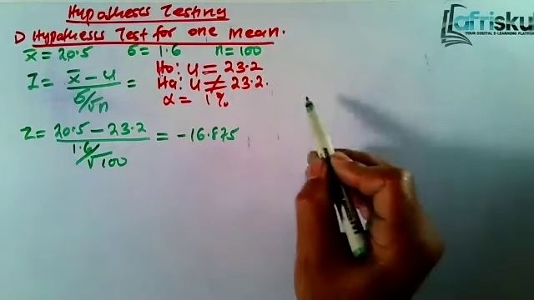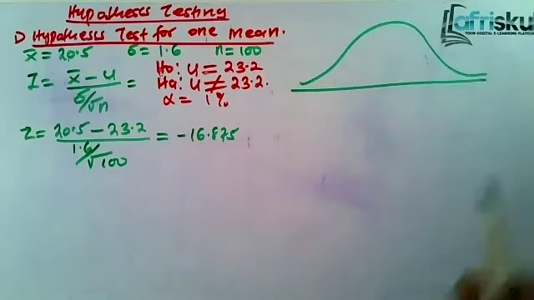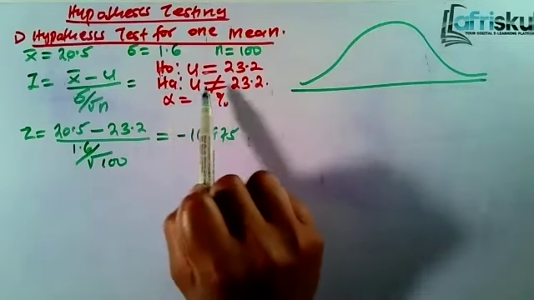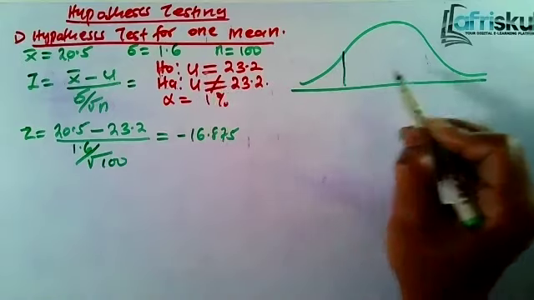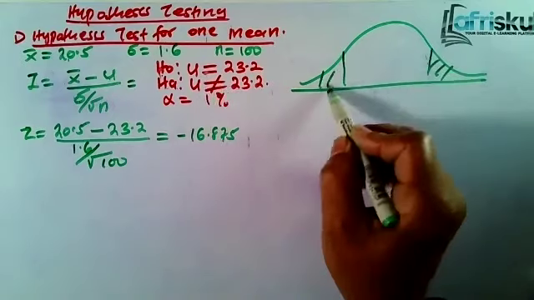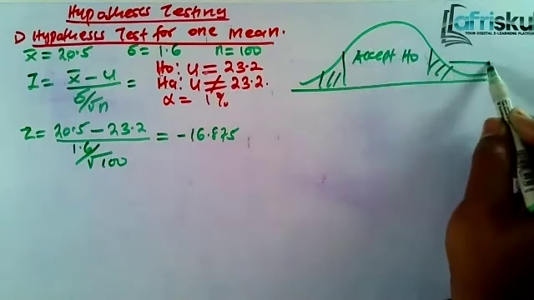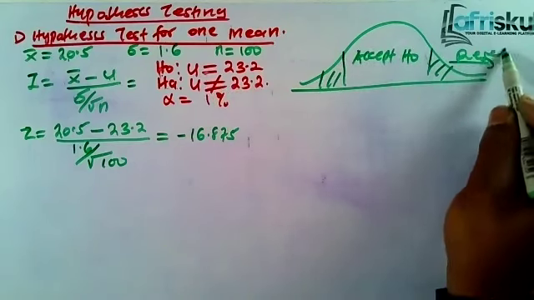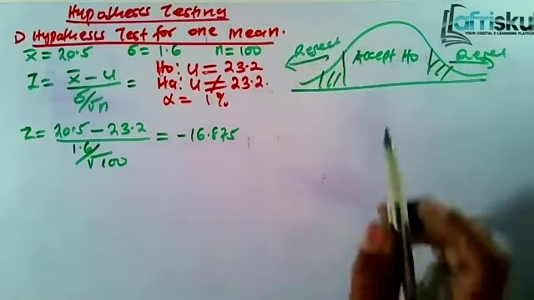So now we want to determine whether to accept or reject. We said if the alternate hypothesis is not equal to, we use a two-tailed test. If the value falls here, you accept the null hypothesis. If it falls here, you reject. How do we get Z?